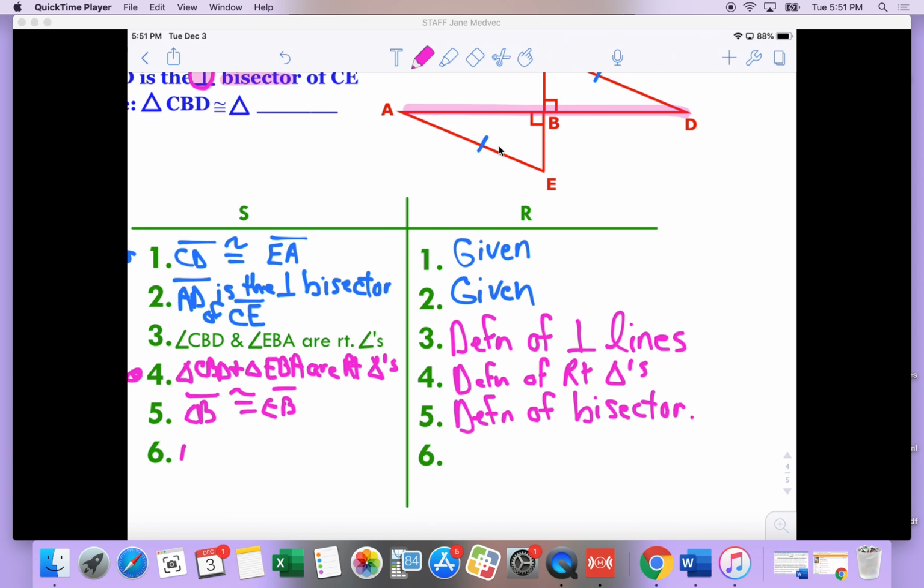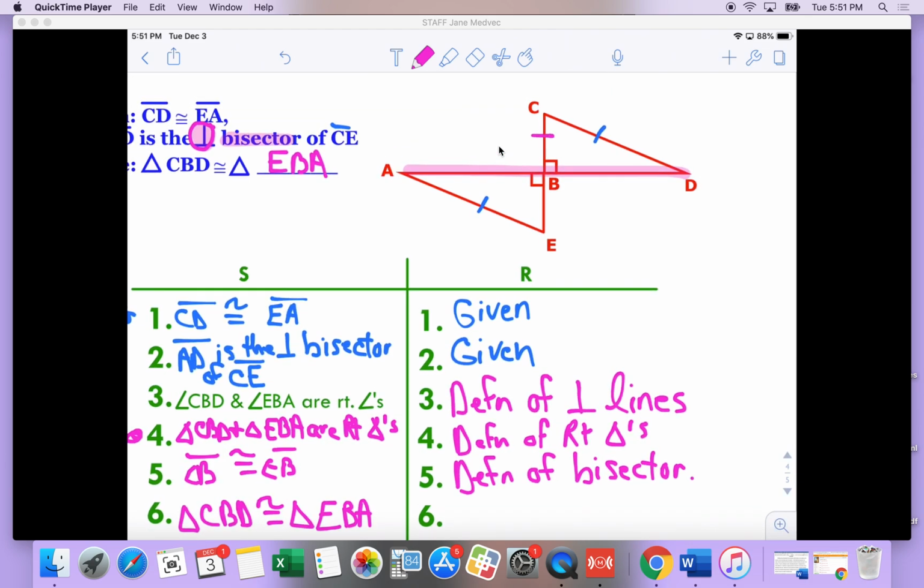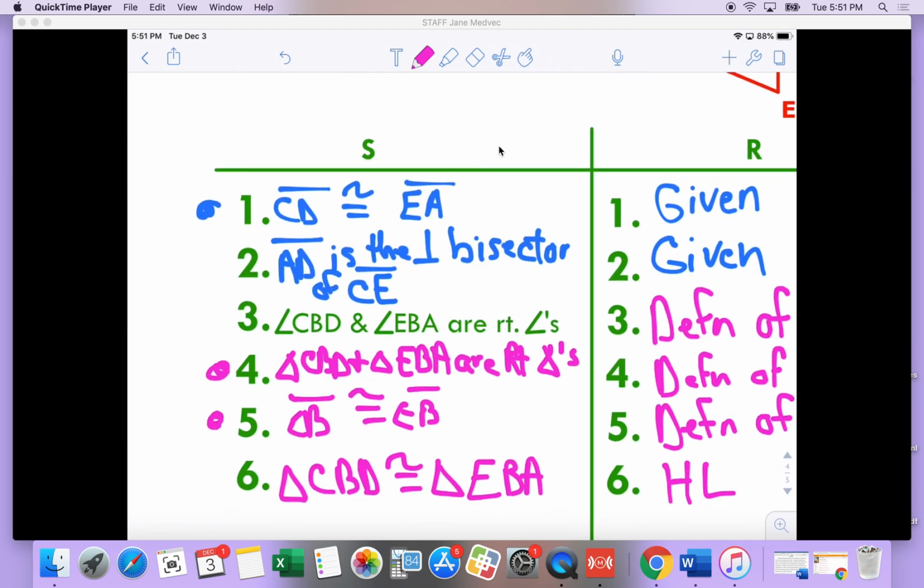And then finally, triangle CBD is congruent to triangle EBA. And I'm getting that from up here. And if I mark up my picture, I'm going to say HL because I've got three things there. I've got the hypotenuse, which was the blue. I've got right triangles, and then I have my leg. And so now I know I have HL.